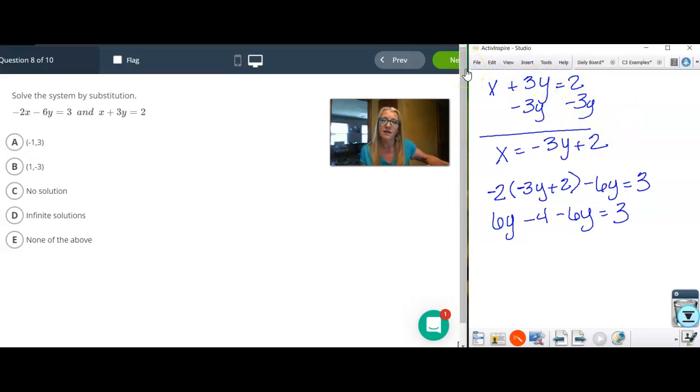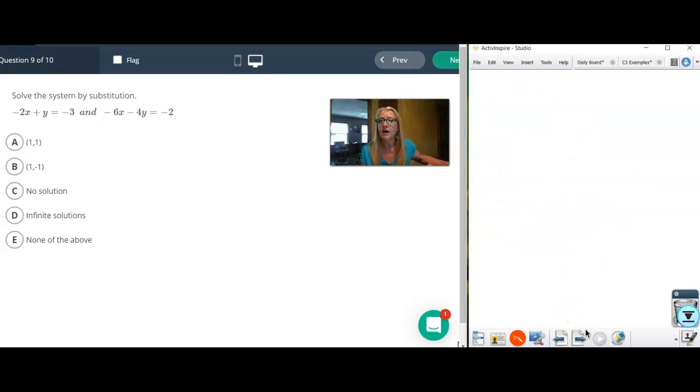And question number 9. Neither one is solved for a variable, so go on a hunt. Do you see a variable that doesn't have a coefficient? I do. I see this y right here has no coefficient. So that's the one I'm going to get by itself. That gives me negative 2x plus y equals negative 3 is my starting equation. To get the y by itself, I'm going to add 2x to both sides. It gives me y equals 2x minus 3.